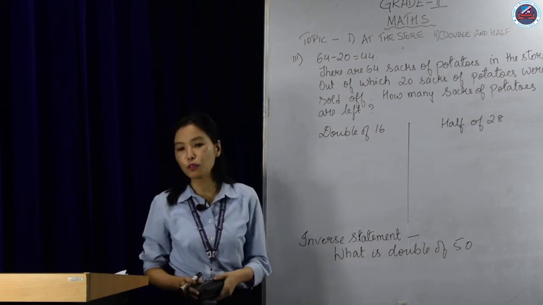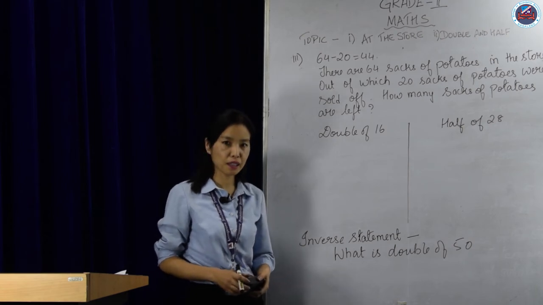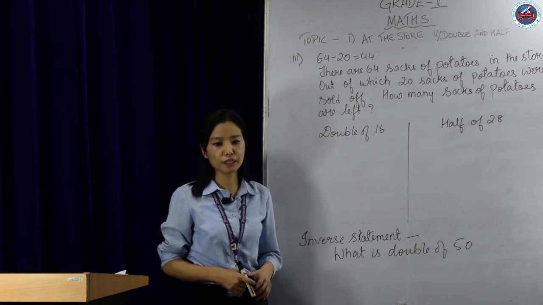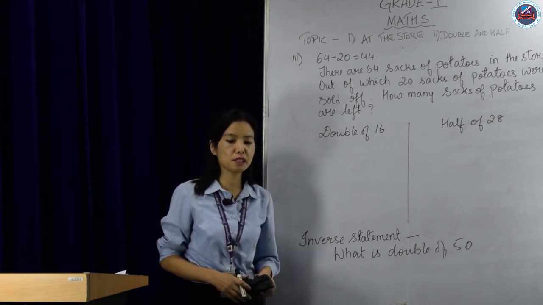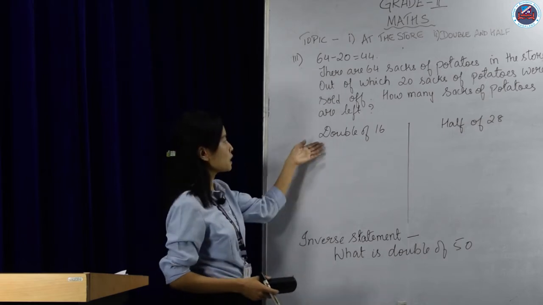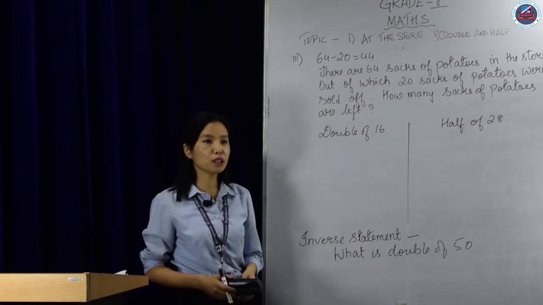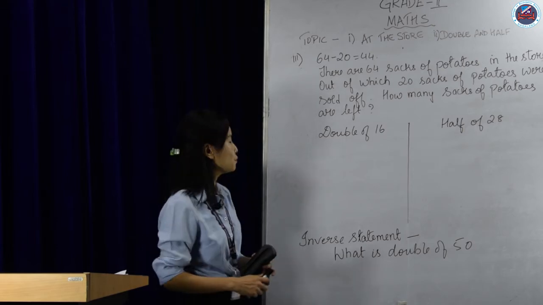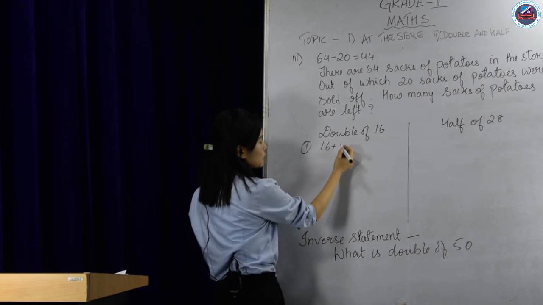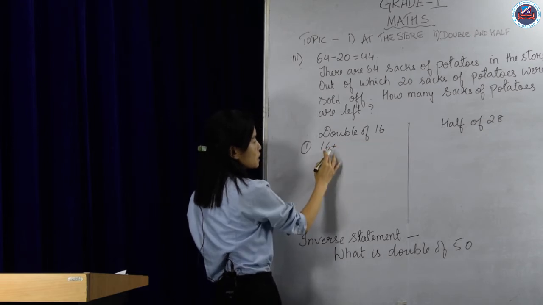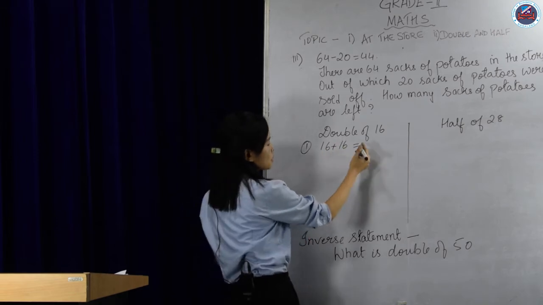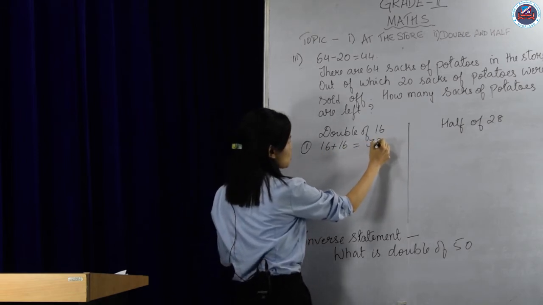Okay, now let's move on to the next topic, that is double and half. Double means to do the same number once again, and half means to split the number into two equal groups. For example, if we take the double of 16, we can do this in three ways. The first way is you add the same number, so 16 plus 16. You cannot take any other number. 16 plus 16 equal to 32.